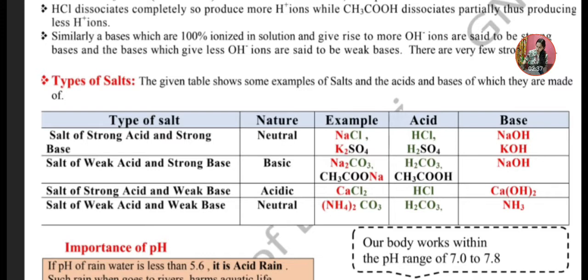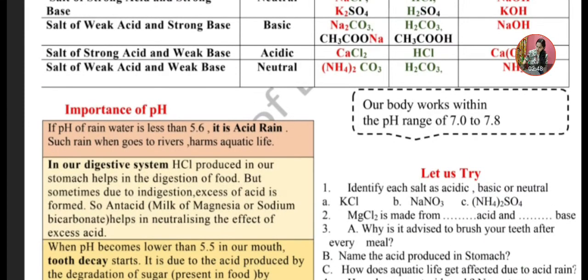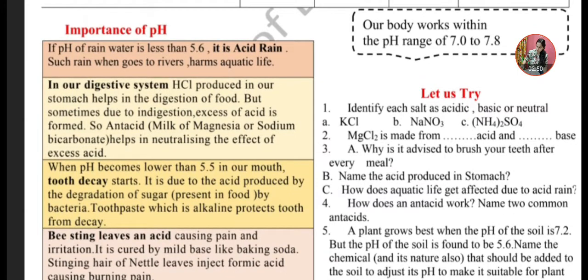Here is one similarity, students. Salt is neutral in 2 conditions: when a strong acid and a strong base react, or when a weak acid reacts with a weak base. Next, students, pH. In the last worksheet we discussed the pH scale, which tells us about the hydrogen ion concentration. Those with more hydrogen ion concentration are more acidic, and those with less hydrogen ion concentration are less acidic.